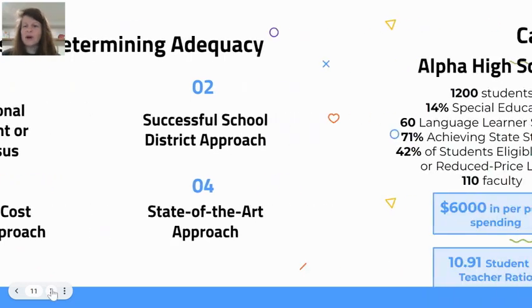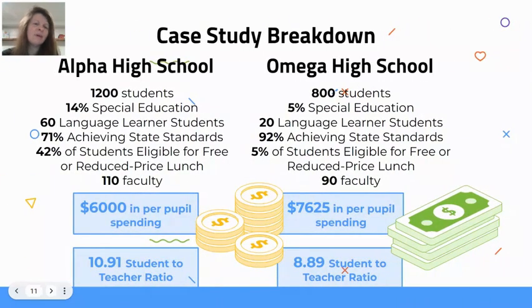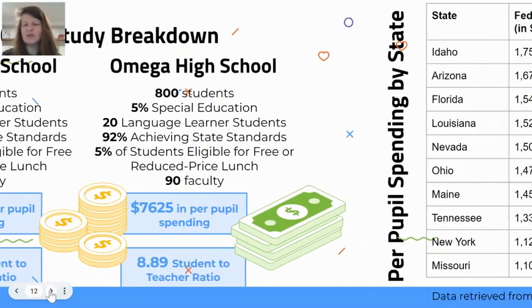So that takes us to our case study. We were comparing Alpha High School versus Omega High School, and we're trying to determine, are we getting adequate funding? This isn't the first time that you've seen these numbers. So let's start with the per pupil spending. For Alpha High School, it is $6,000 per pupil. At Omega, it's $7,625. Okay, and we're going to just go forward.